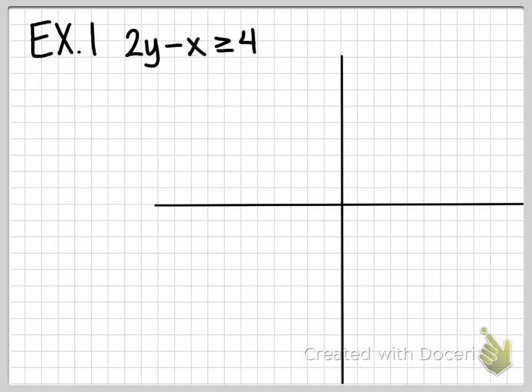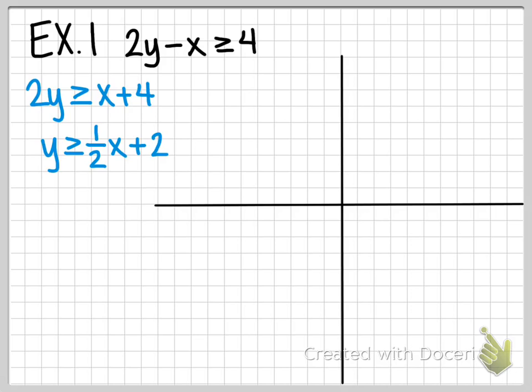So let's look at example 1. We're going to be graphing 2y minus x is greater than or equal to 4. Before I can graph this, I need to get y by itself. First I move the x to the other side of the equation by adding x. That's going to give me 2y is greater than or equal to x plus 4. Then I'm going to divide everything by 2. So then y is greater than or equal to 1/2 x plus 2. Now I'm ready to graph.